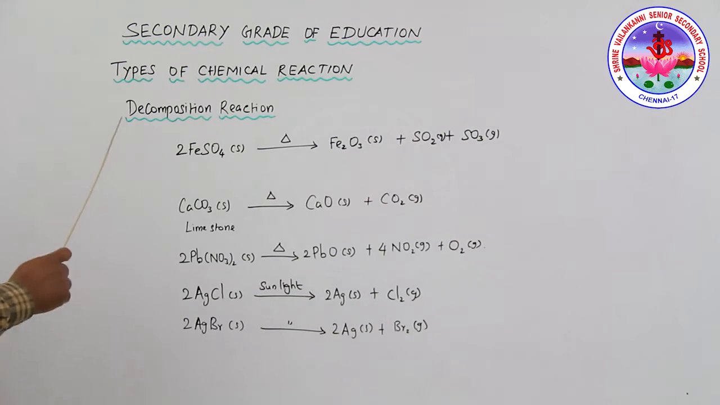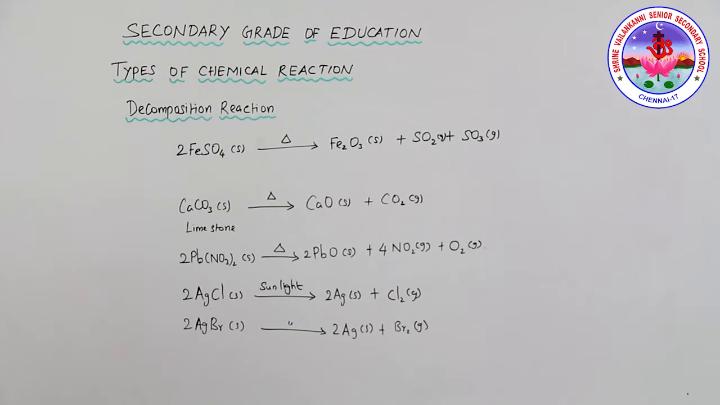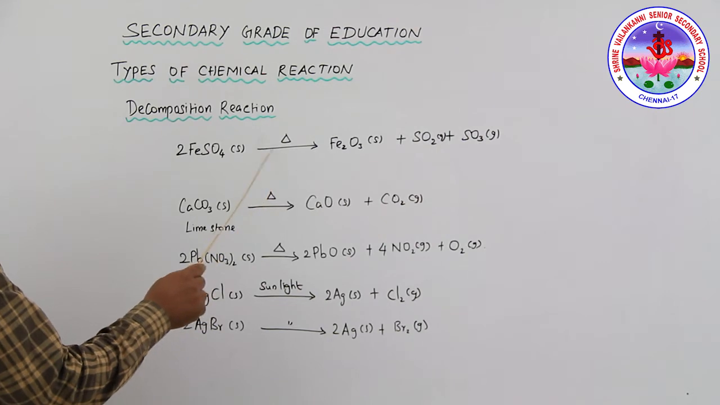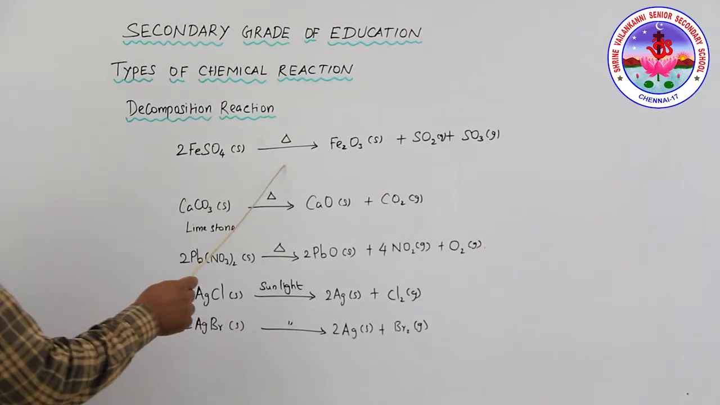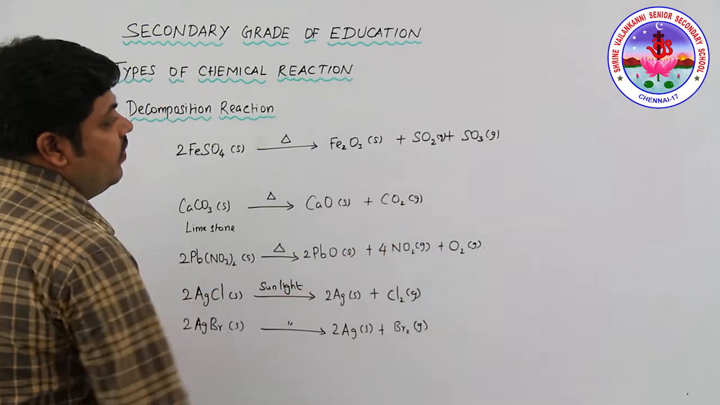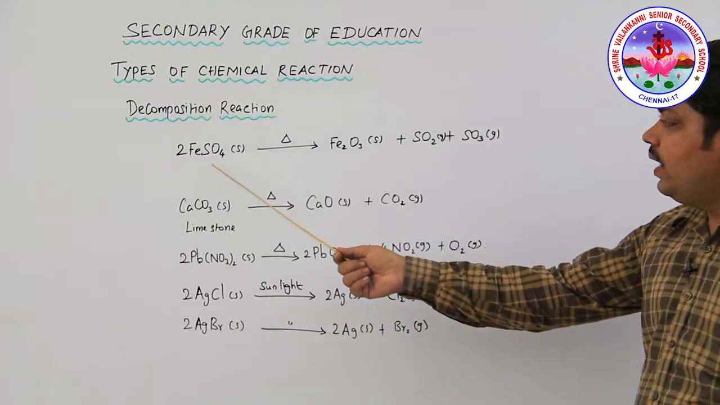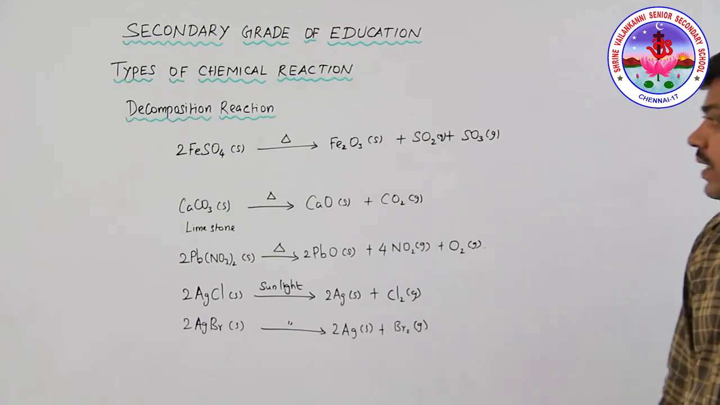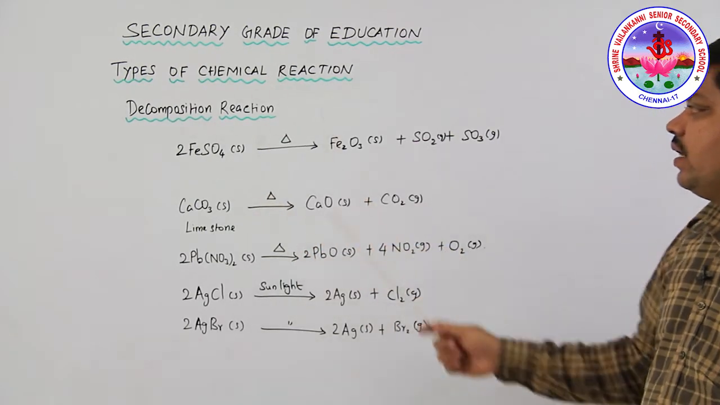Next we will discuss the decomposition reaction. The decomposition reaction is just the opposite of the combination reaction. Here one reactant undergoes decomposition. This is thermal decomposition. Thermal means heating. So ferrous sulfate on heating gives ferric oxide, sulfur dioxide and sulfur trioxide. Here one reactant undergoes a decomposition process to give two or more products, just the opposite of the combination reaction. So this is called a decomposition reaction.